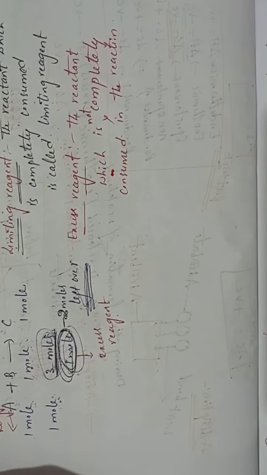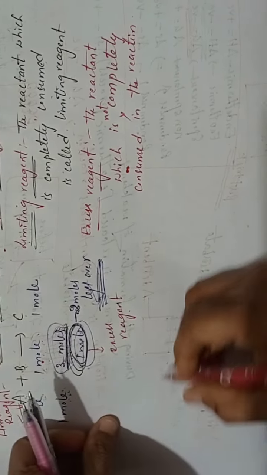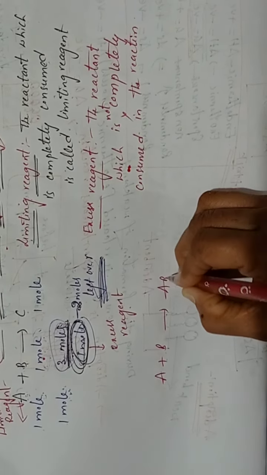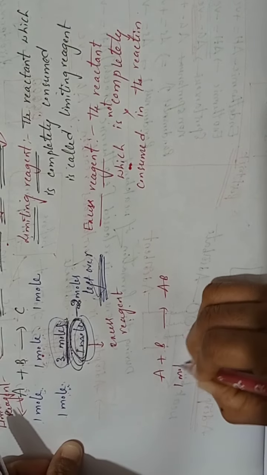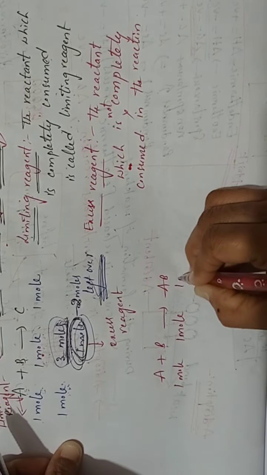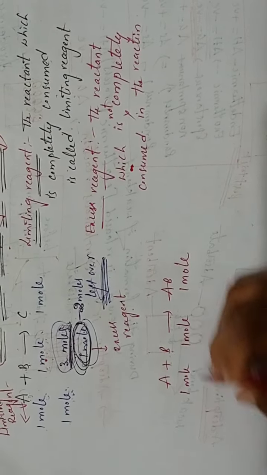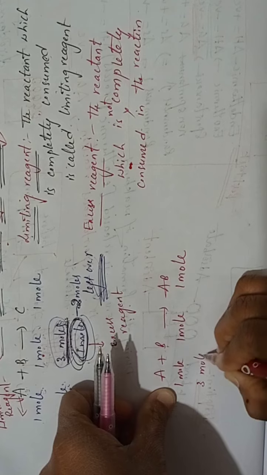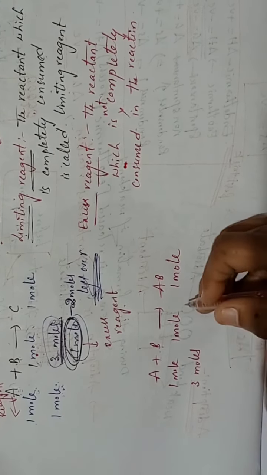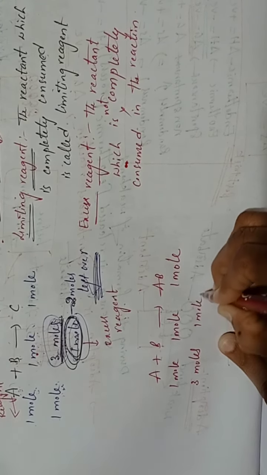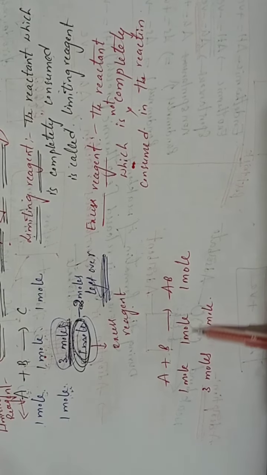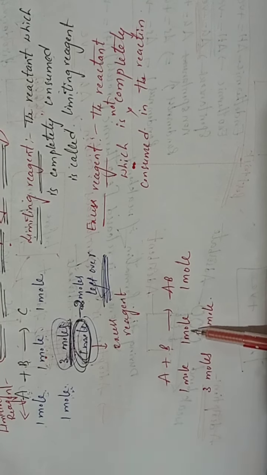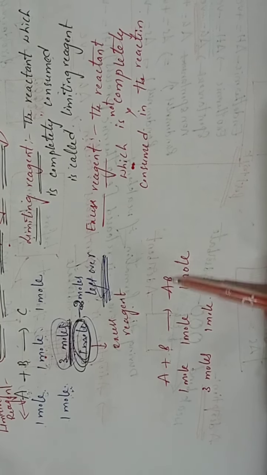Understood, students? See here, one more example I am giving. A plus B gives AB. Suppose reactant A is 1 mole, reactant B also 1 mole, and AB also 1 mole. Now suppose I am taking 3 moles of A and 1 mole of reactant B. Now see students, actually 1 mole of B combines with 1 mole of A, correct? So 1 mole of B combined with 1 mole of A produces 1 mole of AB.